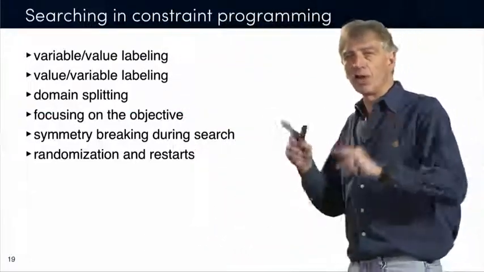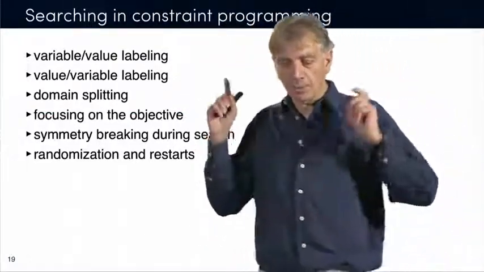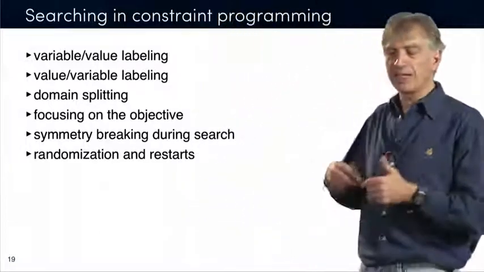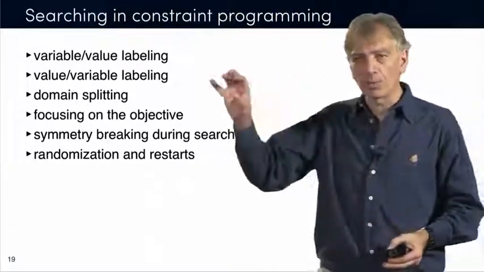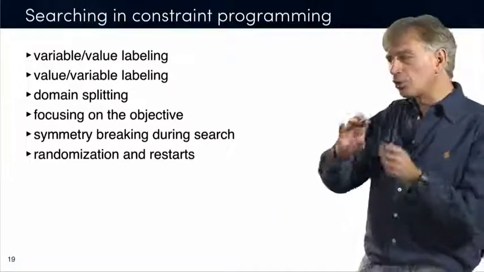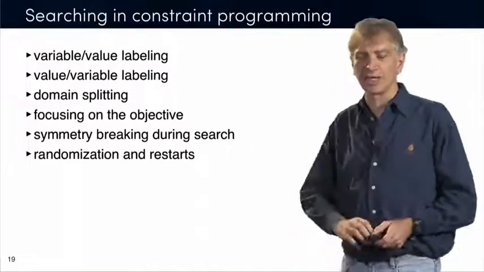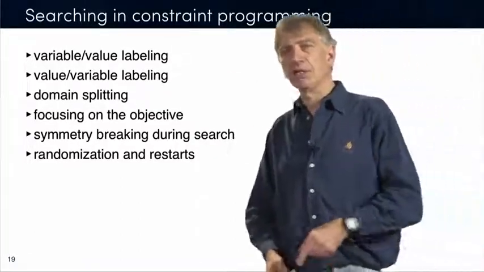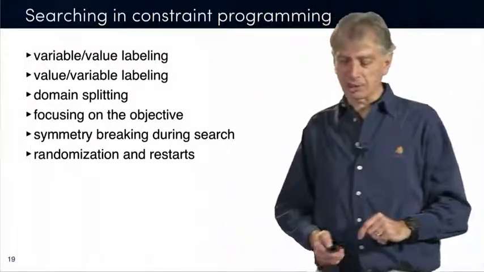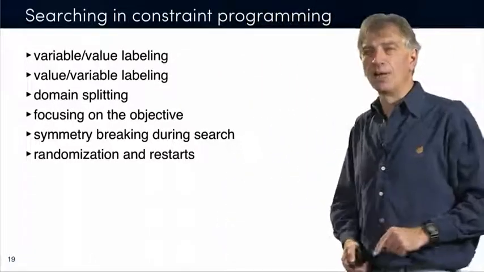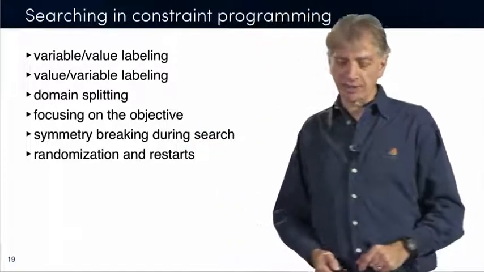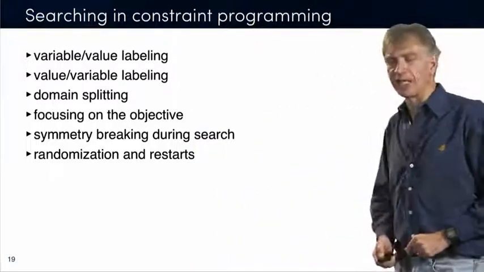I'm going to talk about variable value ordering, value variable labeling. Okay, I'm going to talk about domain splitting. I'm going to say how you can focus some of the search on the objective function. I'm going to talk about symmetry breaking during search, and then randomization and restart. Okay, in this lecture we'll do only the first one, which is basically variable and value labeling. We're also looking at the value of the objective function at the very end of the lecture.